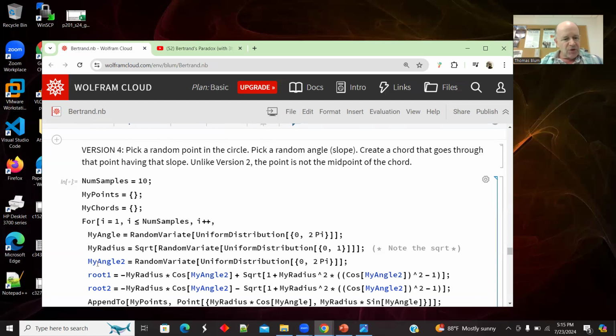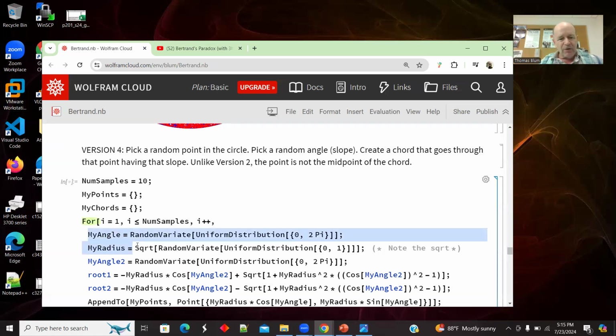Okay. So I have points and I have chords. I'm going to do a small number in the beginning, just 10, so you can see what it is I'm grabbing, and then I'll do a lot of them.